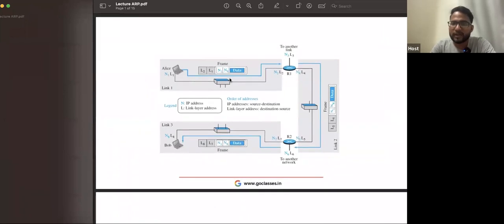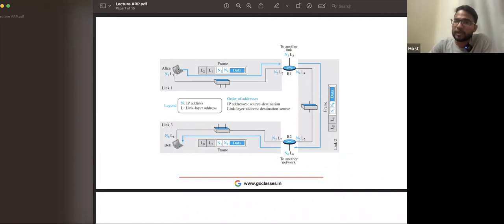So suppose that Alice wants to send some packet to maybe Bob, that is in another network. If it is sending some packet, then it only knows the IP address of Bob, but it doesn't know the MAC address of Bob. Obviously, it is in another network, so it does not need to know.